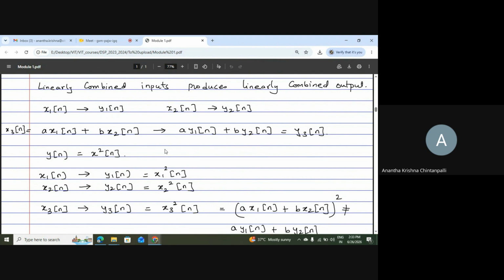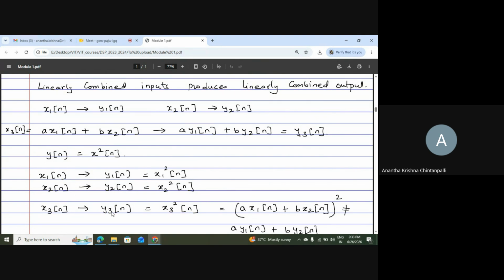So what does the system actually do? The input is your x of n. The system is nothing but squaring it and giving you the output y of n. So again, x1 of n produces y1 of n. So first thing what you do is wherever you see x, you put x1, and wherever you see y, you put y1. So y1 of n is equal to x1 square of n. Similarly, y2 also you do. x2 of n produces y2 of n, which is equal to x2 square of n.